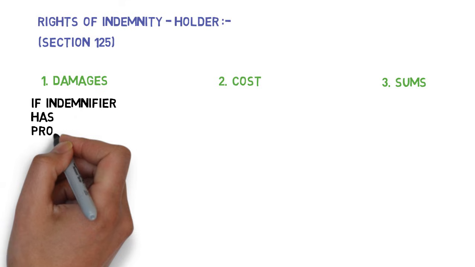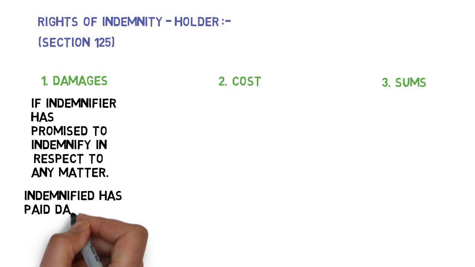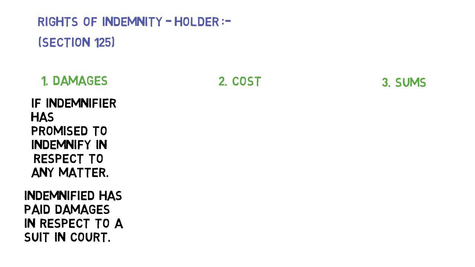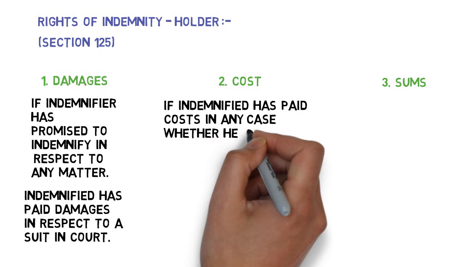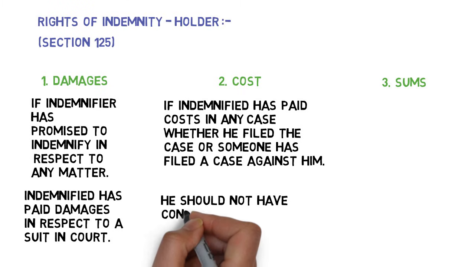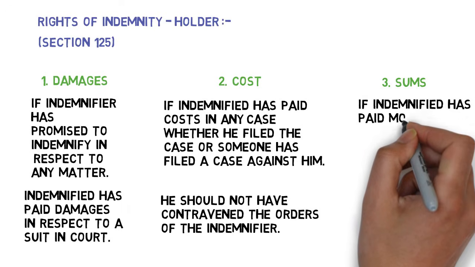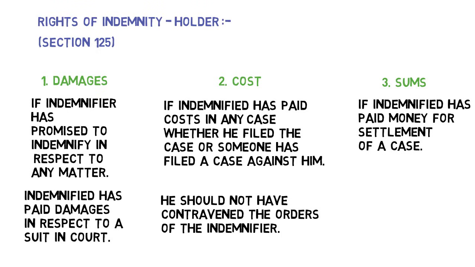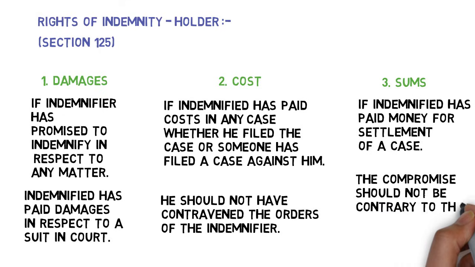If the indemnifier has promised to indemnify in respect to any matter and the indemnified has paid damages in respect to a suit in court for that matter, indemnity holder has a right to claim such damages. Second, if indemnified has paid cost in any case, whether he filed the case or someone has filed a case against him, he can recover such cost. But the main condition is that he should not have contravened the orders of indemnifier. Third, if indemnified has paid money for settlement of a case, he has a right to claim such money. But the compromise should not be contrary to the orders of the indemnifier.